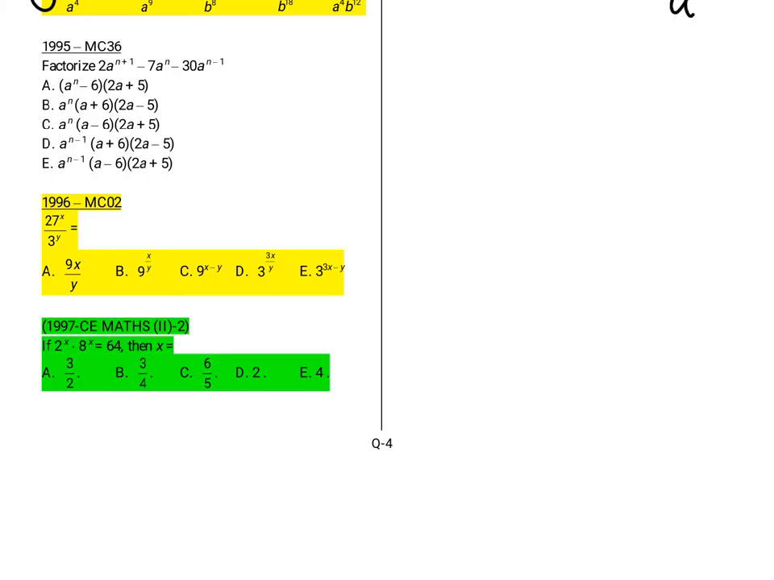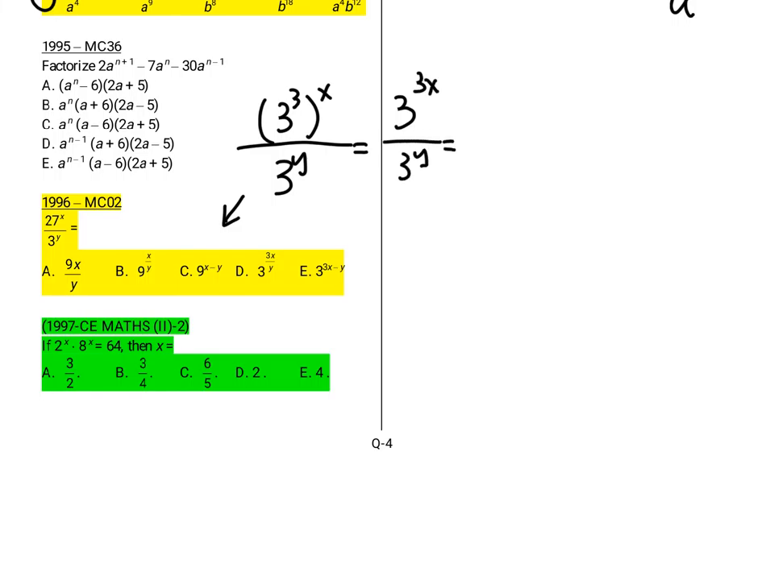So I think this one should not be difficult. So would be 3 to the power 3. Okay, would be equals to 27. And then to the power x over 3 to the power y. Okay, which will give you 3 to the power 3x over 3 to the power y. Okay, and then here divide means minus, so would be 3 to the power 3x minus y. So the answer should be E.